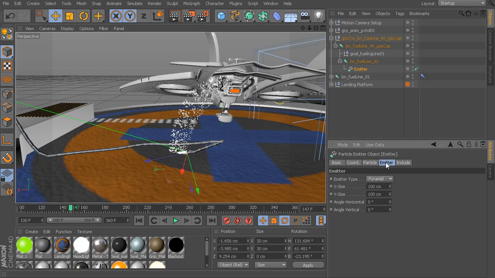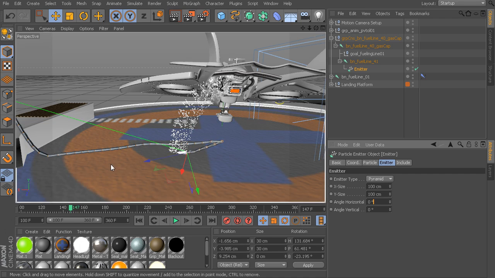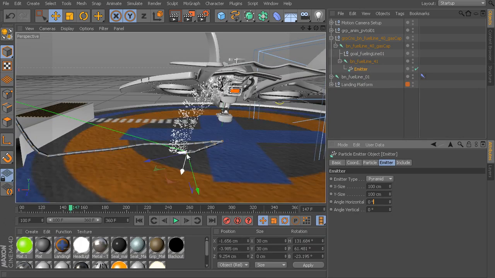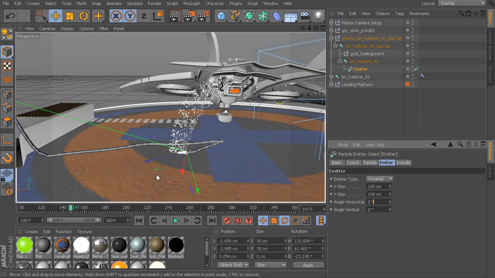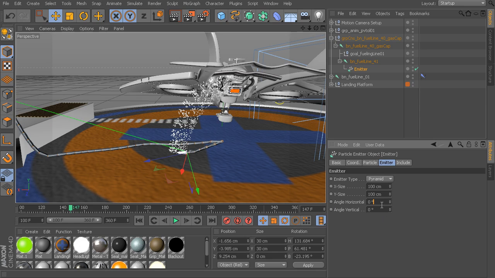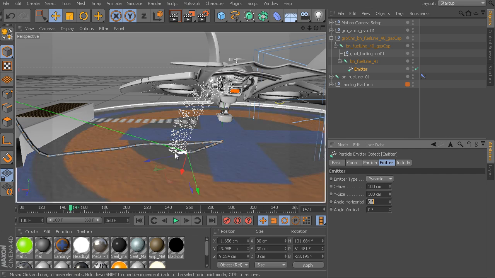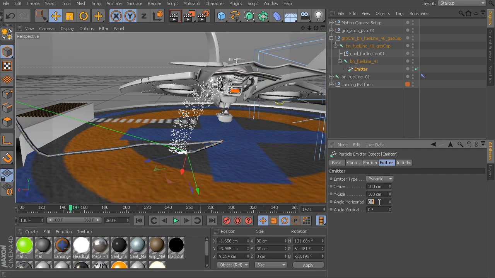If we go back to our emitter and go into the emitter tab, we have this option for angle horizontal and angle vertical. What this essentially lets us do is control the spread of our particles, and instead of having these particles emit straight out along a straight line, they're going to spray out in more of a pattern. How widely those particles spread out as they're emitted is what's controlled by angle horizontal and angle vertical. Right now it's set to 0, so like I said, pretty much just a straight line of particles that's going to come out.